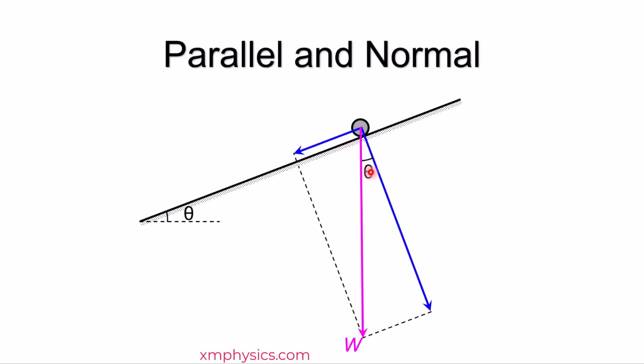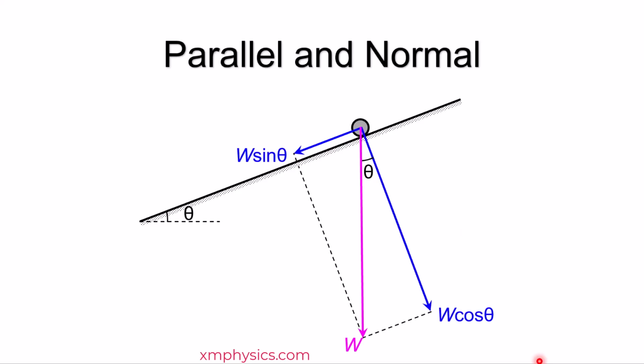Okay, now that we know this is theta, that means this component is W cosine theta. How do I know that? Look at this right-angled triangle, yeah? This is the adjacent side, that's why it's cosine theta. Which means the other side must be W sine theta, right? How do we know that? Look at this right-angled triangle. The length of this line is the same as the length of this line. This is the opposite side of the right-angled triangle. So it's W sine theta.